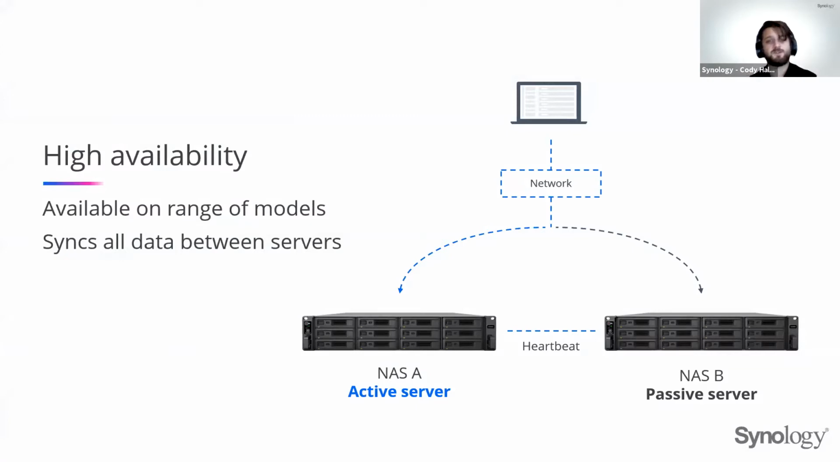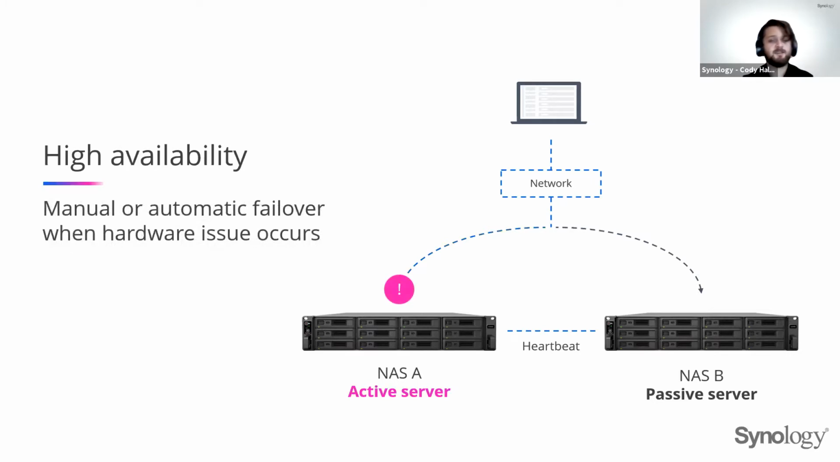Now the heartbeat connection is what syncs data from NAS A, the active server, to NAS B, the passive server. So as that's happening, NAS B is essentially lying in wait, while NAS A is the one you're actually interacting with through the cluster IP and namespace in general. Now, if there's ever an issue with NAS A, let's say someone again spills coffee on it or kicks it, or something falls on the device and damages it in some way, you can have a manual or automatic failover occur whenever that hardware issue happens, so that all the services will then fail over to NAS B.